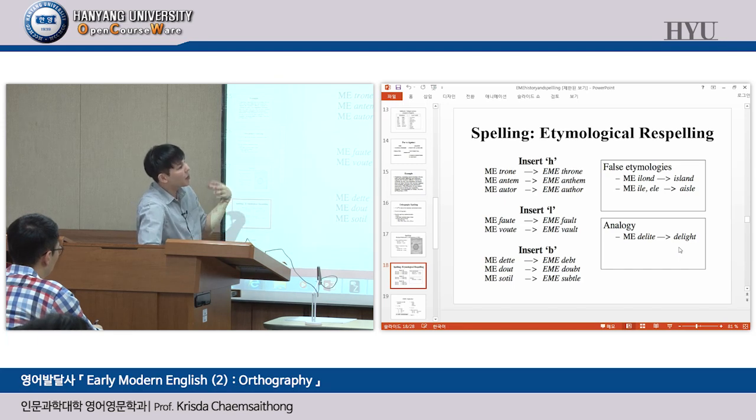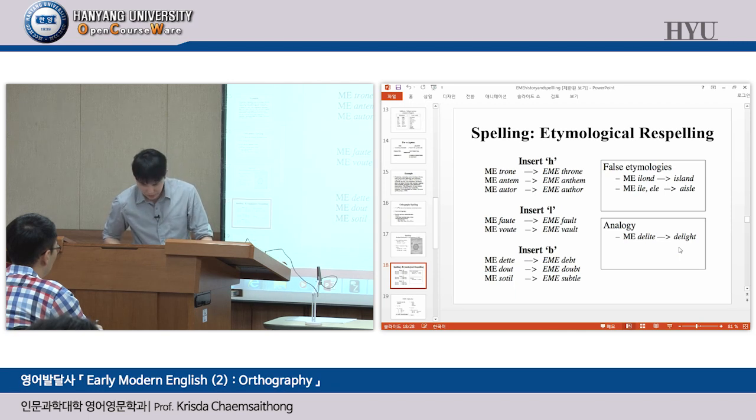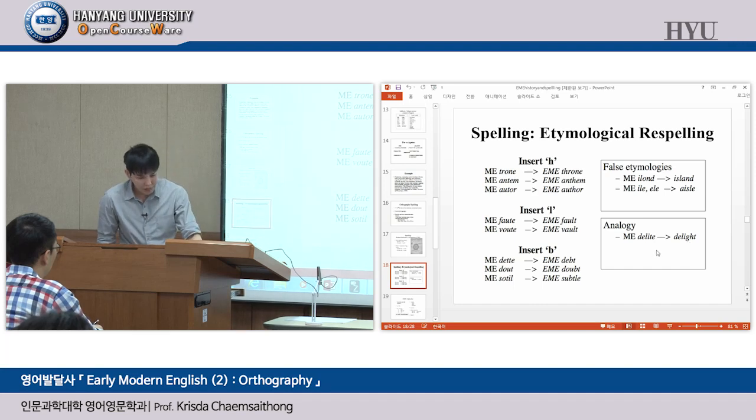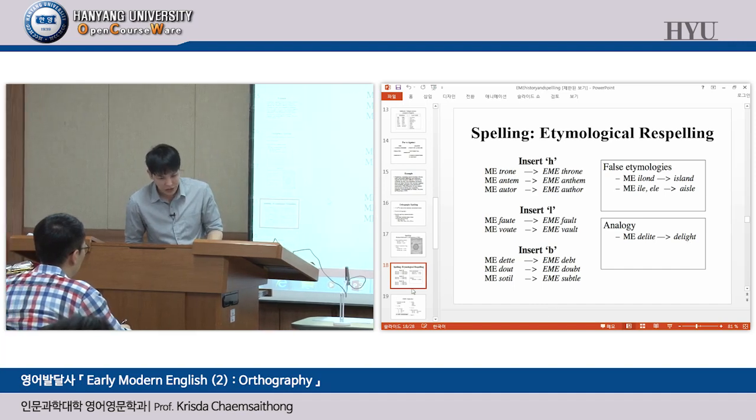So that's wrong, or maybe you don't have to say that it's wrong, but it's based on analogy, comparison to the native English word light, right? Because in the Latin form, there's no GH, right? But people made that analogy, okay?